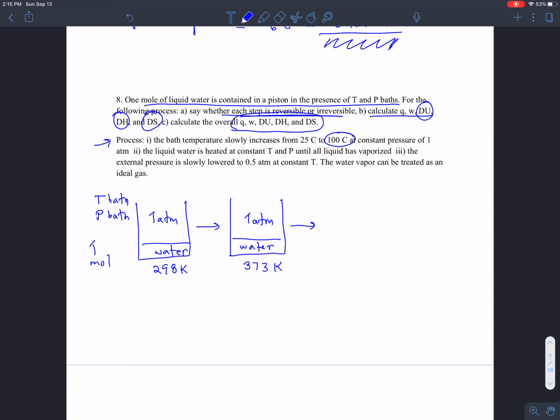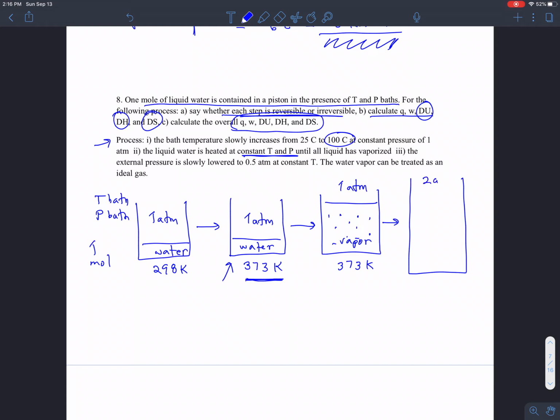Then we put in some more heat, right? In order to actually vaporize this water, even if it's at the boiling point, we have to put in some more heat. So we put in some more heat and boil all this stuff. Now it's vapor, but we do that at a constant temperature and a constant pressure, so it's still 1 atmosphere out here. The temperature is still 373 K, but we've gone from liquid water to vapor. And then the third step in the process is we slowly lower the pressure outside to not 2 atmospheres, 1/2 atmosphere.